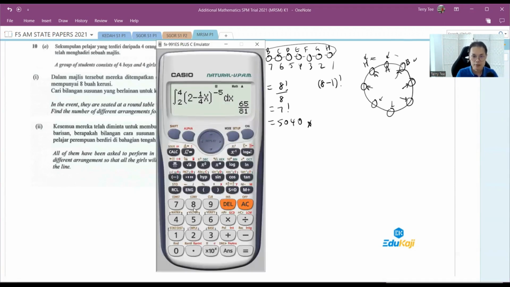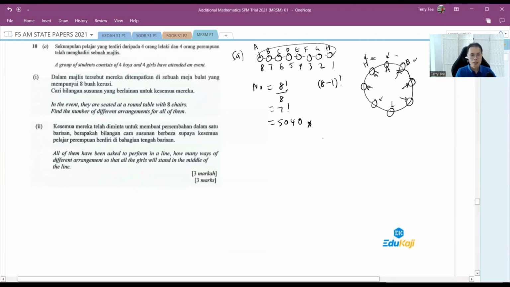Let me show you on the calculator. 7 factorial over here, 5040. Now you can use 8 factorial divided by 8. It's the same thing. You still get 5040. All right, so that is the first part.